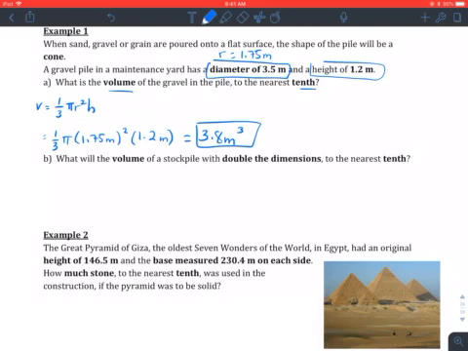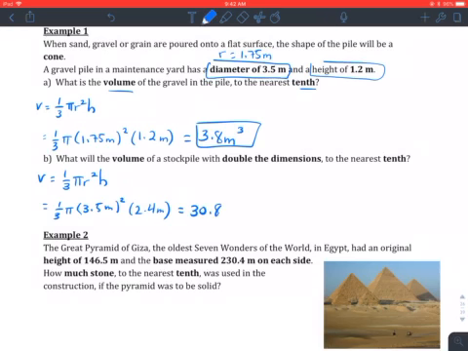Part B asks, what will the volume of the stockpile with double the dimensions be to the nearest tenth? So what we're going to do is use the same formula, 1/3 pi r squared times h, and we're going to double the dimensions. So instead of the radius being 1.75, we double it, so we have 3.5 meters, and we'll square that value. If the height was originally 1.2, we're going to double it, and it becomes 2.4. When we multiply those together, we get 30.8 meters cubed. So there is my volume to the nearest tenth.